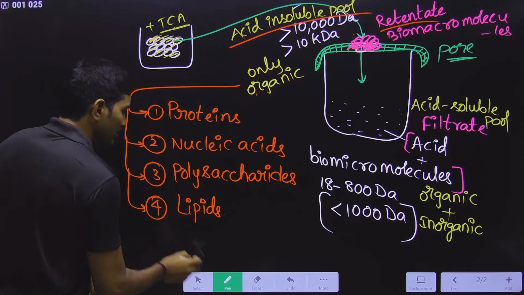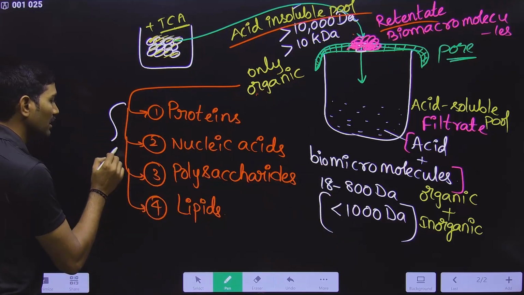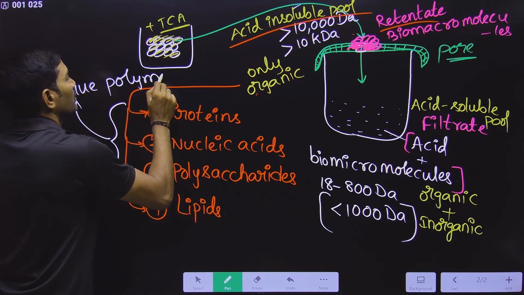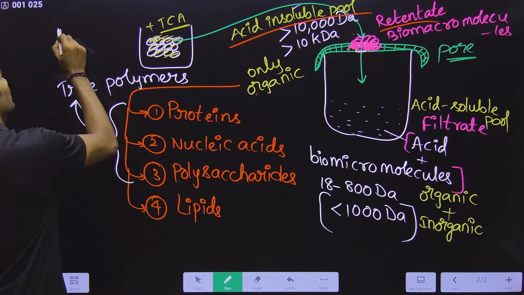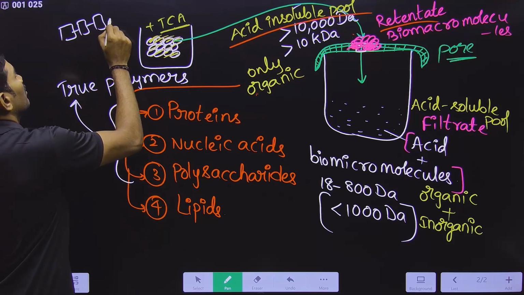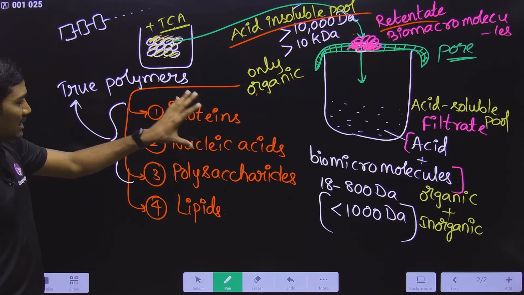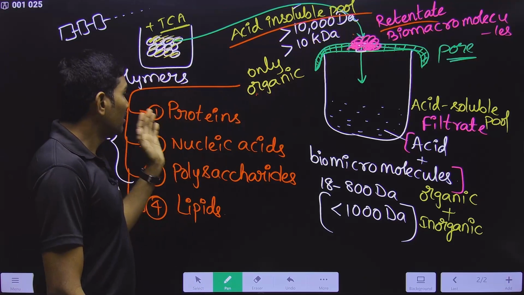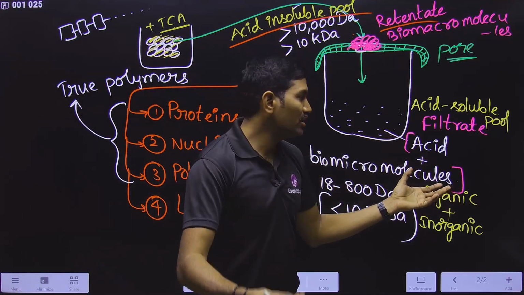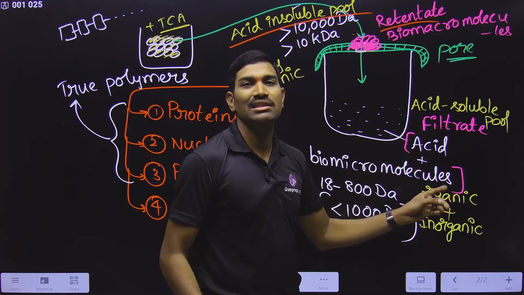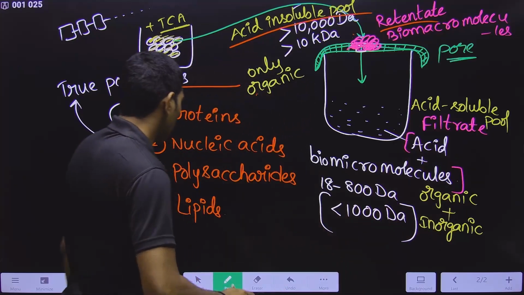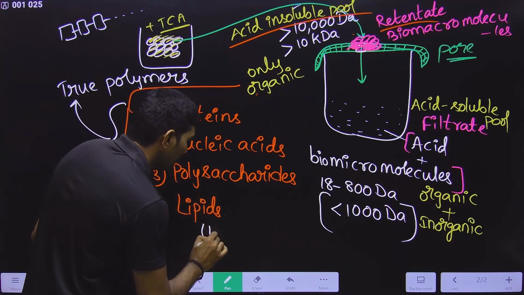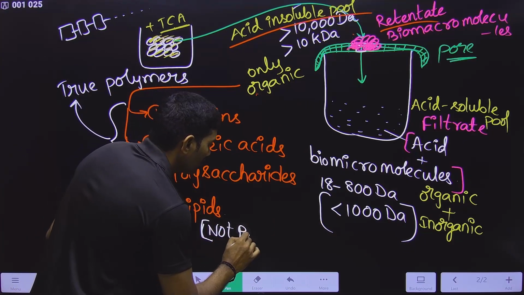So for these 3, these 3 are actually true polymers. Why are they true polymers? Because many units are attached to each other. These 3 polymers are present in the retentate, but their individual units, called monomers, are seen in the filtrate fraction. Clear? Now this last one is very important. Lipids. Are they polymers? They are not polymers.